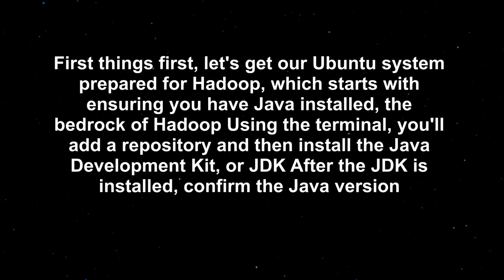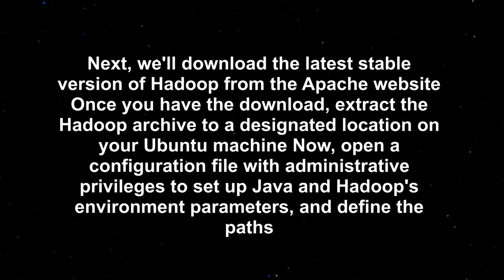You'll add a repository and then install the Java Development Kit, or JDK. After the JDK is installed, confirm the Java version. Next, we'll download the latest stable version of Hadoop from the Apache website. Once you have the download, extract the Hadoop archive to a designated location on your Ubuntu machine. Now open a configuration file with administrative privileges to set up Java and Hadoop's environment parameters and define the paths.